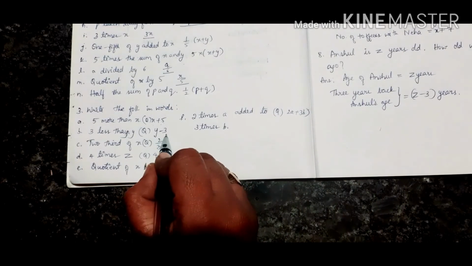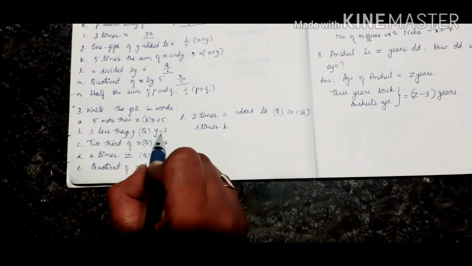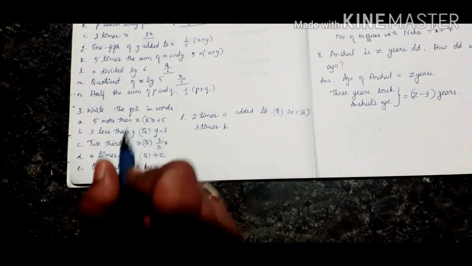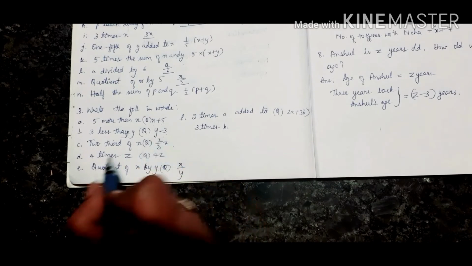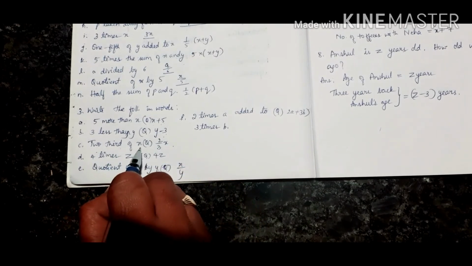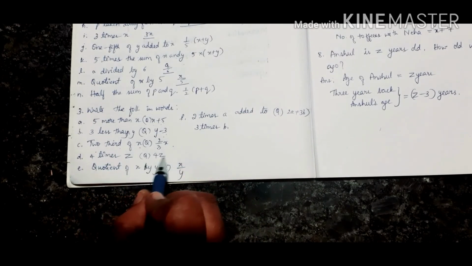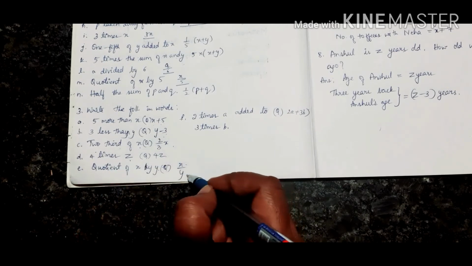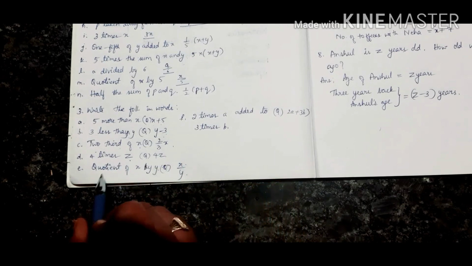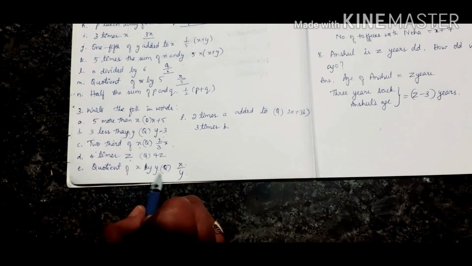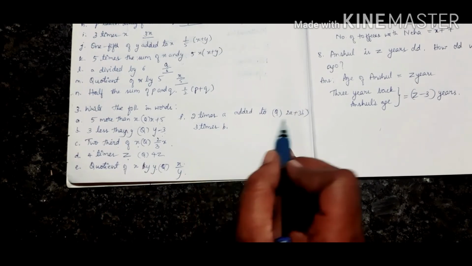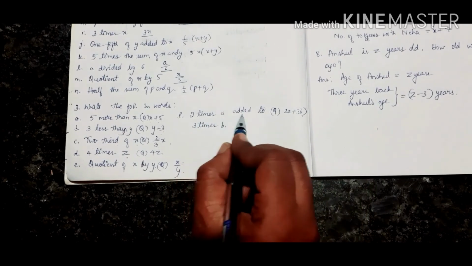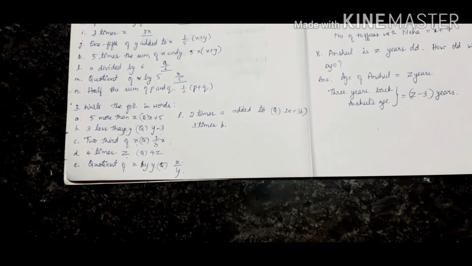Next is y minus 3. So 3 is subtracted from y, or 3 less than y. 2 by 3 x can be written as 2/3 of x. 4 into z can be written as 4 times z. x by y. Here, quotient of x by y. Then 2a plus 3b can be written as 2 times a added to 3 times b.